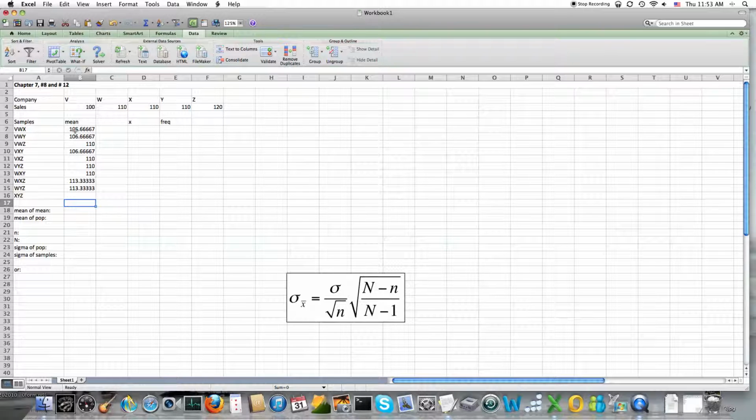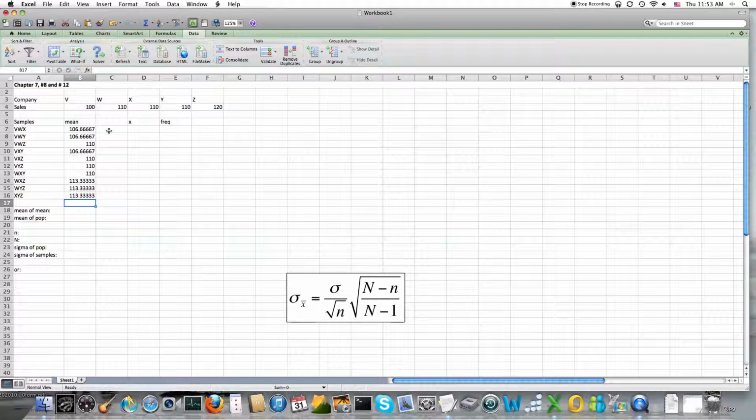Then for each of these, I computed the averages. I didn't want to make you sit through all that, so I left just the last one. Just as we've done a bunch of times, I did equals average, and we're going to average X's sales, comma, Y's sales, comma, Z's sales. That's the same thing I did for all 10 of these. So that's actually the answer to Part B.